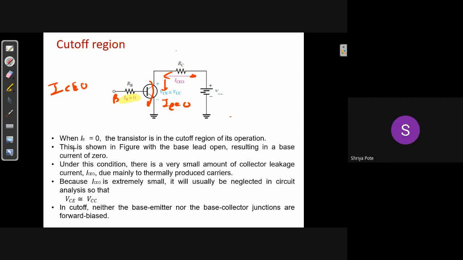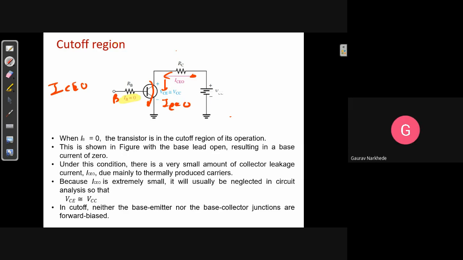So IB is equal to 0. The transistor is said to be in the cutoff region. This is shown that with base open, the resulting current IB is 0, and whatever current is flowing, that is leakage current, or reverse saturation current, which is flowing from collector to emitter when the base is open, correct? Yes, sir.